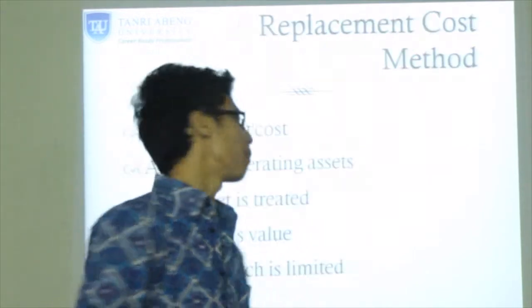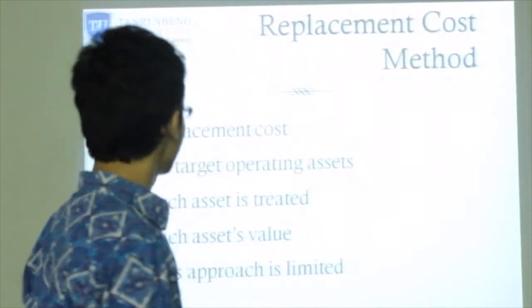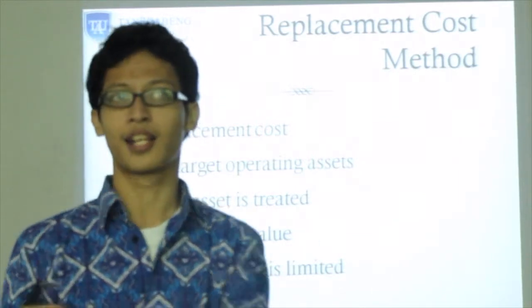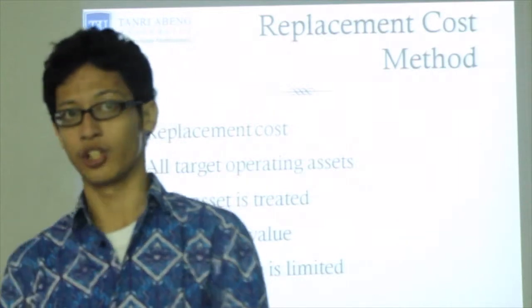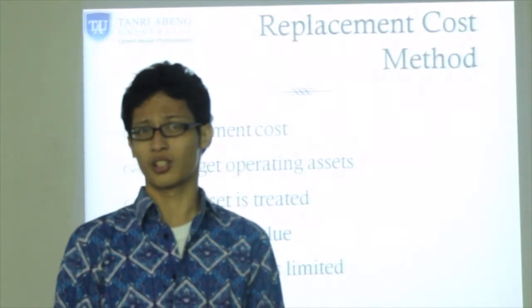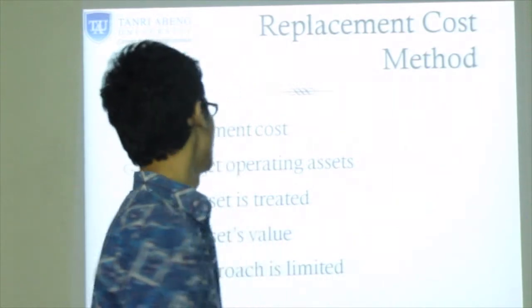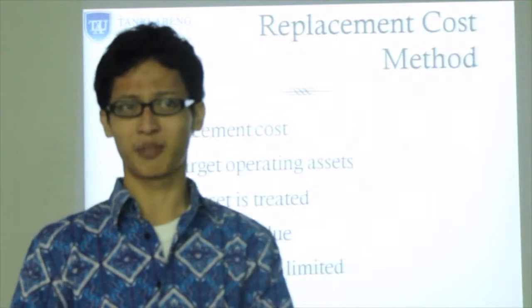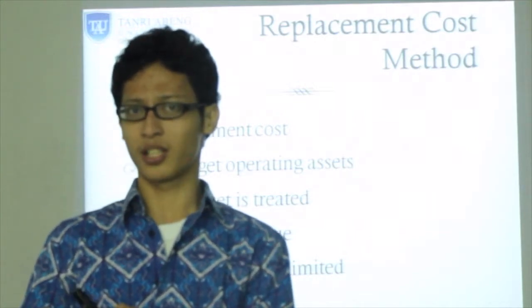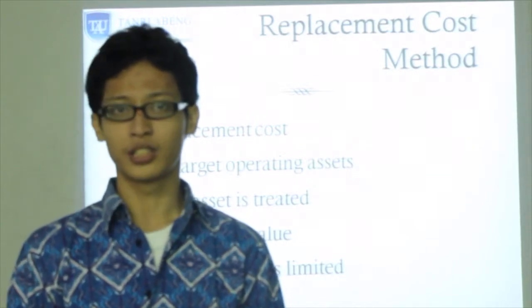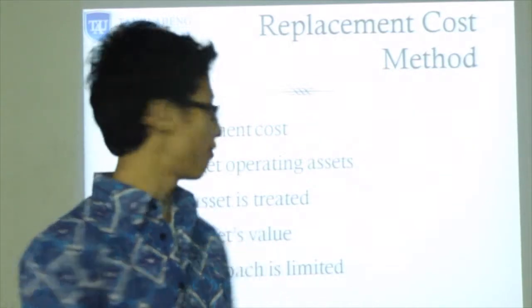And the last is the replacement cost method. First, replacement cost is the cost to replace a firm's assets at current market prices. Second, all target operating assets are assigned a value based on what it would cost to replace them. The third is each asset is treated as if no additional value is created by operating the asset as part of a going concern. The fourth is each asset value is summed to determine the aggregate value of the business.